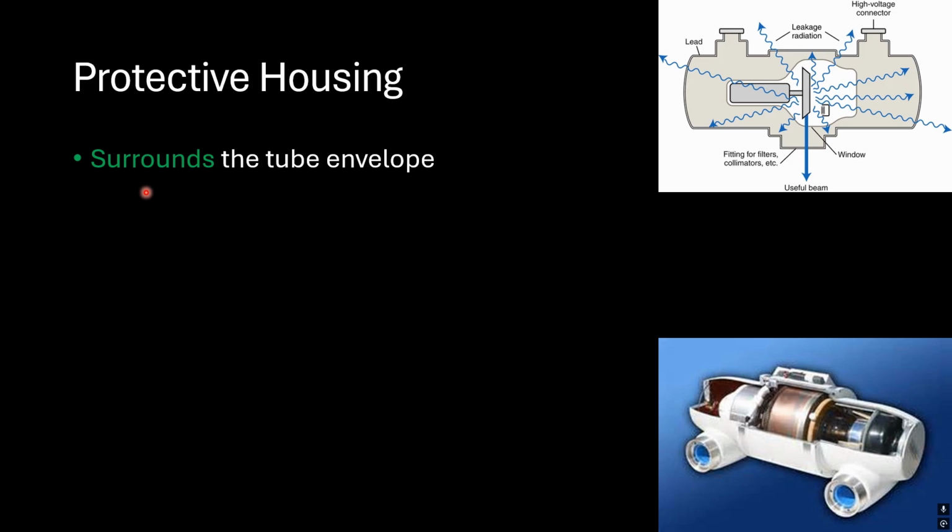Now for the protective housing, it surrounds the tube envelope, as we can see in this image, and absorbs leakage radiation. The photons will go in all directions.